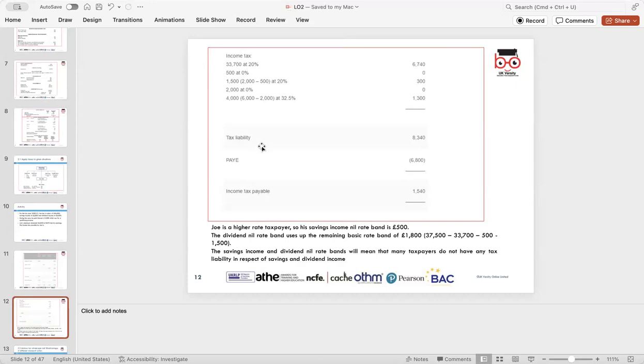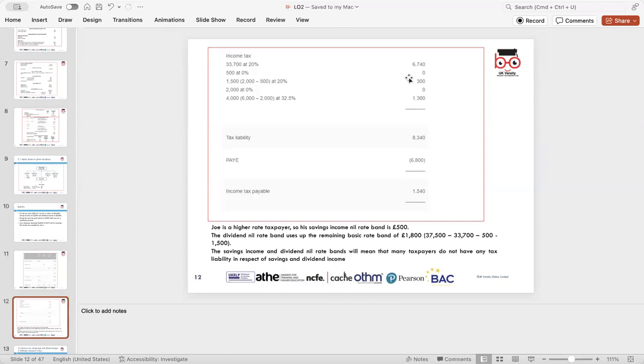Figure. So basically, here we are discussing the calculation of Joe's income tax liability for the tax year 2021. So if you look at here, for the portion of his income taxed at the basic rate of 20%, which is 33,700 pounds, Joe owes 6,740 pounds in income tax.